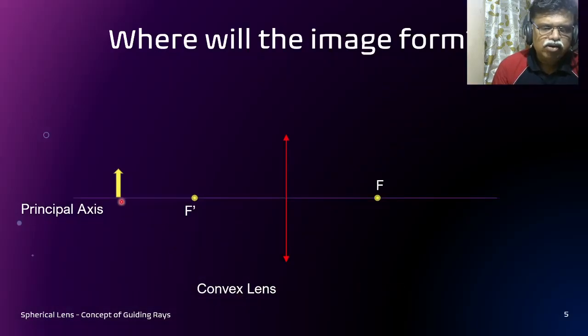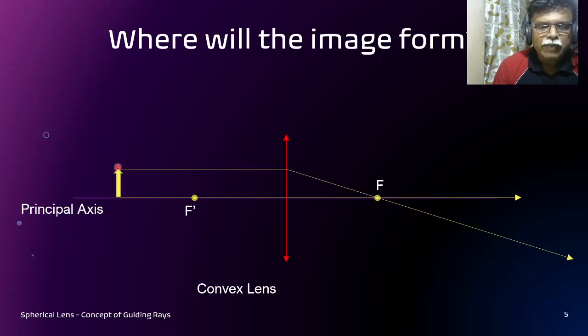Now here we have a question: suppose an object is placed at this point, where will the image form? We can draw the guiding rays. One ray is going to be from the bottom of this object, which is along the principal axis, and it goes straight without getting deviated. Now I want to draw a ray from the tip of this particular object, which is not on the principal axis.